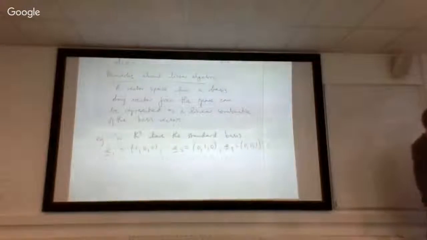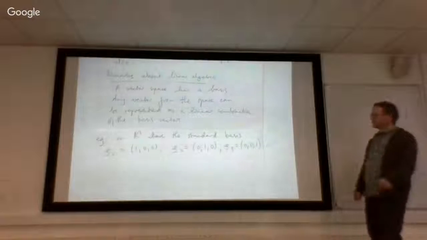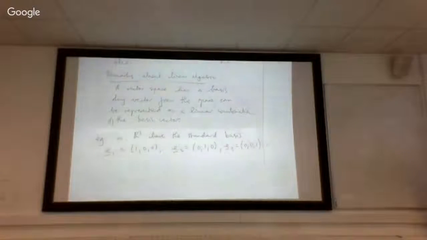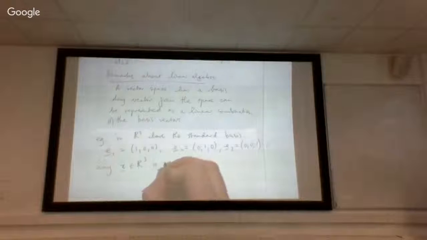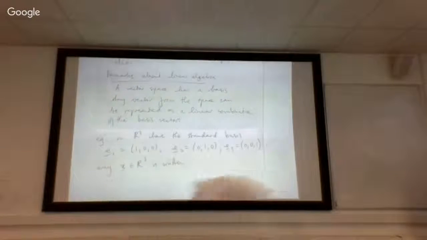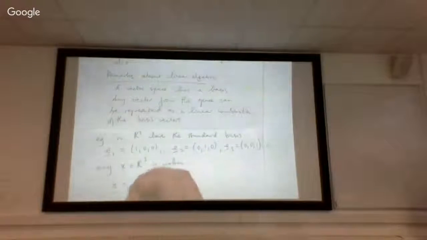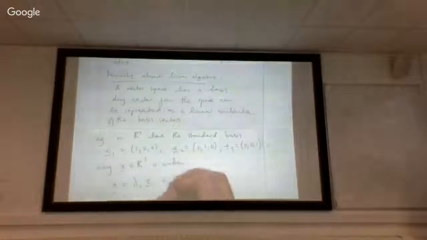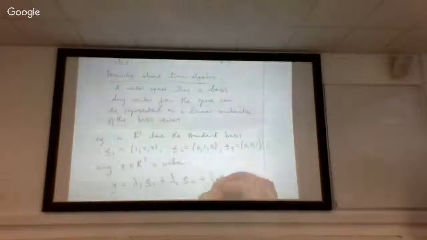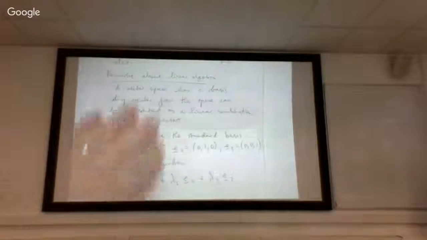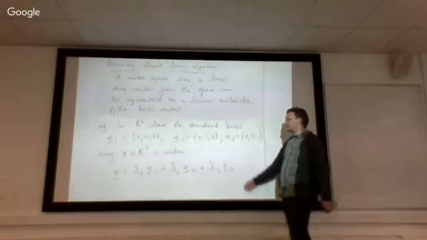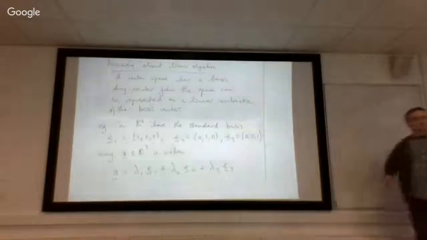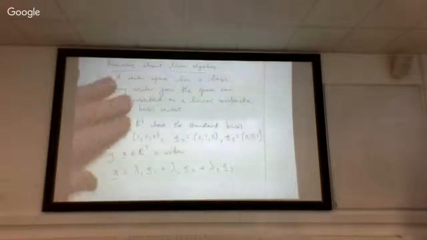These three vectors, they're all zeros except one in the first, second, or third position. And any x from R3 can be written as lambda 1 times E1 plus lambda 2 times E2 plus lambda 3 times E3. And so the lambda 1, lambda 2, lambda 3 are the components of the vector x with respect to the basis. That's the kind of terminology that you use.